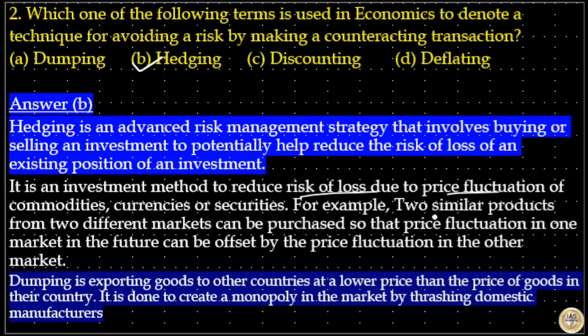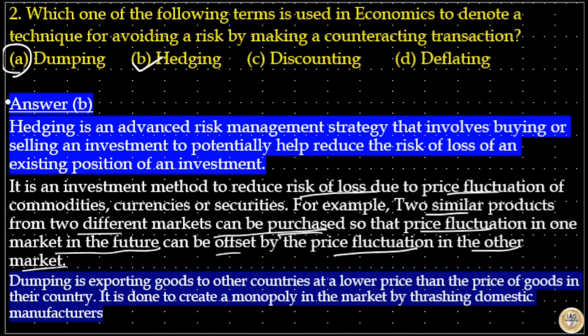For example, two similar products from two different markets can be purchased so that price fluctuation in one market in the future can be offset by price fluctuation in the other market. So this is called hedging.